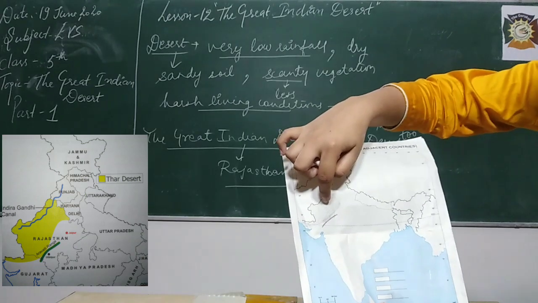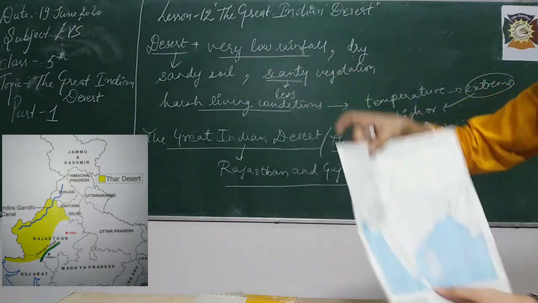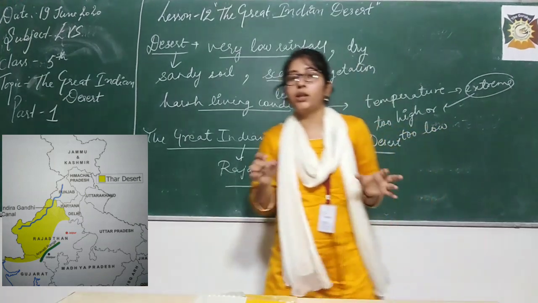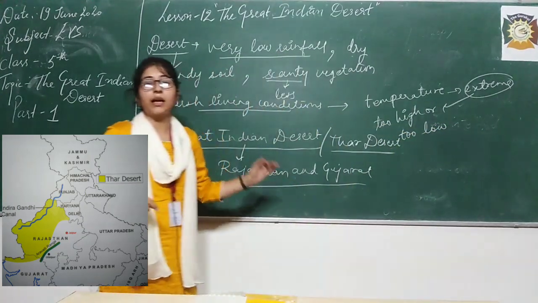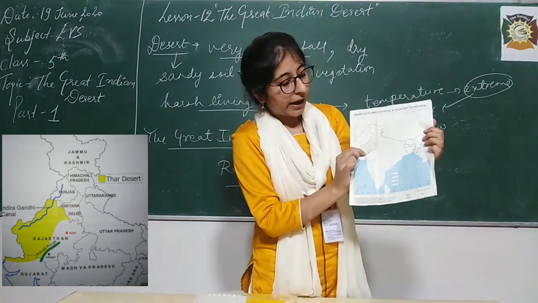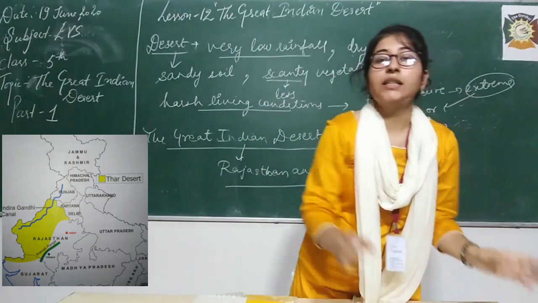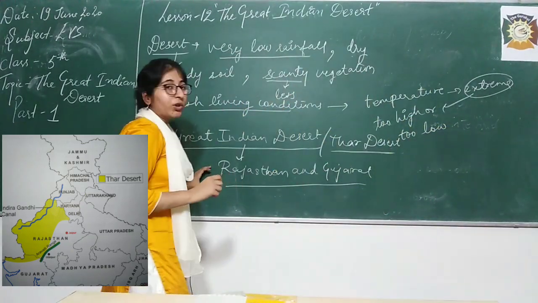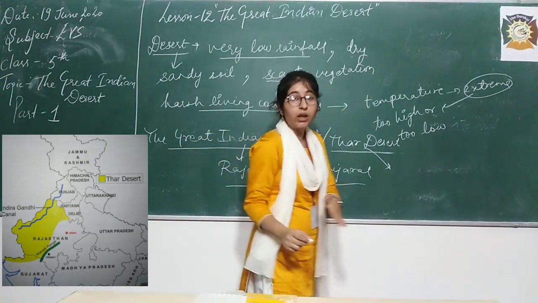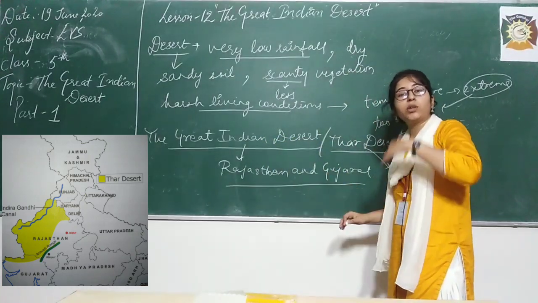This dark portion represents the Great Indian Desert or Thar Desert. Students, this dark portion represents the Great Indian Desert and it is located in Rajasthan and Gujarat. Now below this, I have just drawn a line. This line is the Aravalli Range. So where is the Thar Desert located? It is located between the Aravalli Range and the border of Rajasthan and Gujarat towards Pakistan.